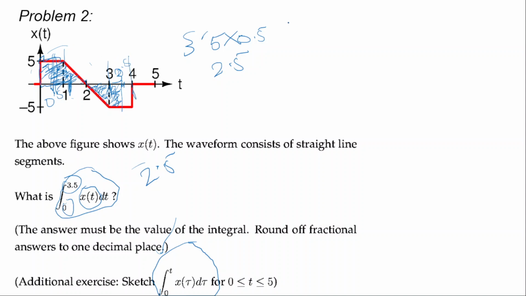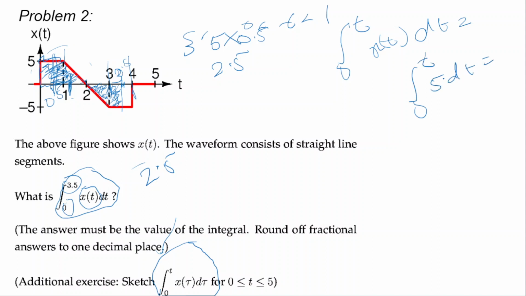So let's solve first for t greater than 0 and less than 1. So the value of x of t is 5 in this case. So the integral from 0 to t of x of t dt will be equal to the integral from 0 to t of 5 d tau. Let's change this variable to d tau because we are using t in the limit.